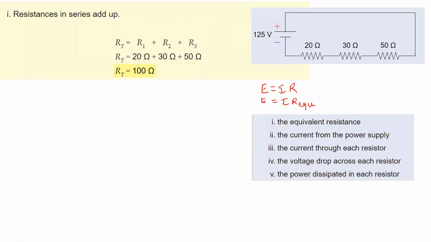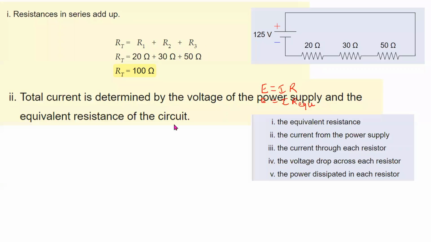1.25, right? Then you should not forget to mention its unit. It is amperes, A. At the end of every calculation, don't forget to write an ampere. It should be capital A. So the total current is determined by the voltage of the power supply and the equivalent resistance of the circuit. Total current is equal to total voltage divided by equivalent resistance. Total voltage is 125 divided by 100, that is 1.25.